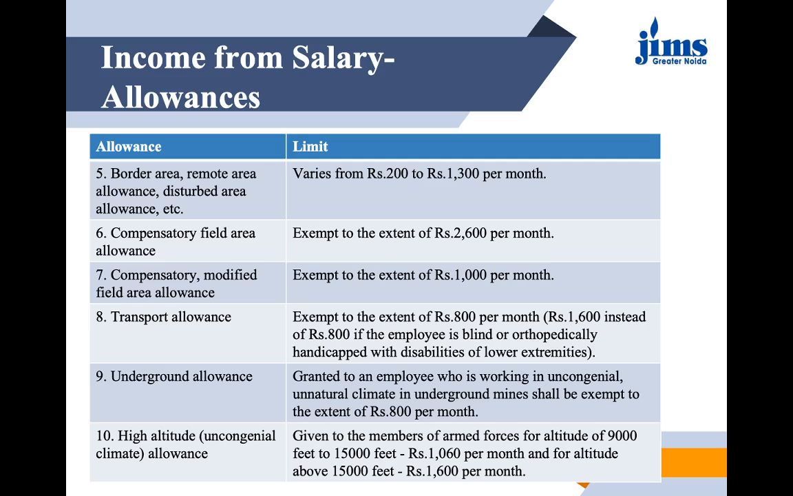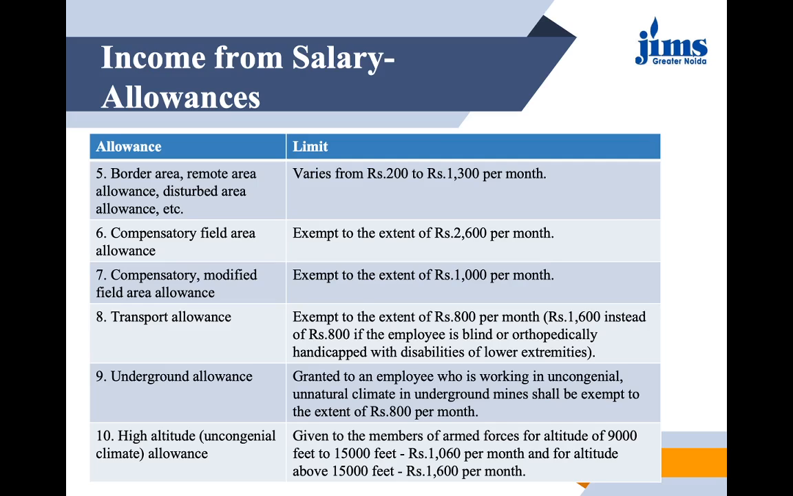Then we have transport allowance. It is exempt to the extent of rupees 800 per month. It is 1,600 instead of 800 if the employee is blind or orthopedically handicapped with disabilities of lower extremities. Then underground allowance. This is given to the people who work in uncongenial, unnatural climate in underground mines, and it is exempt up to an extent of rupees 800 per month.